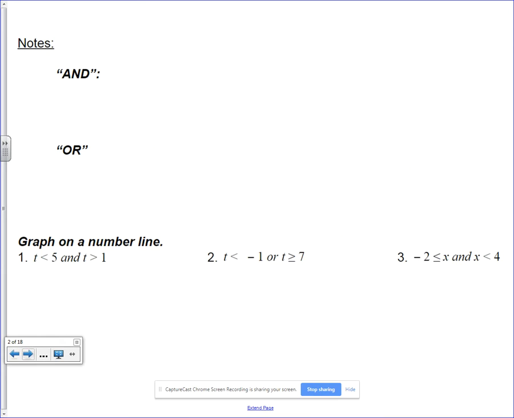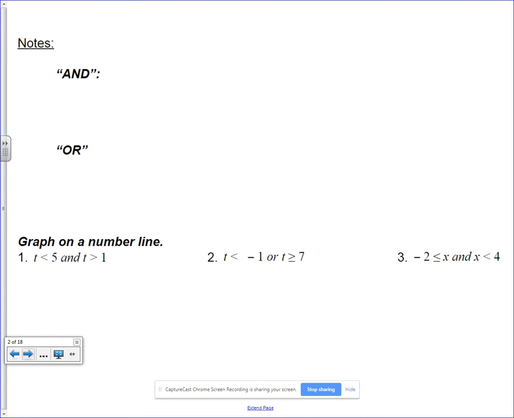Today we're going to talk about the difference between and or. If you look down at the bottom of your page, you see a whole bunch of problems, and they either have an and or an or between them. Does everybody see what I'm talking about? Okay, so we need to know the difference between an and problem and an or problem.